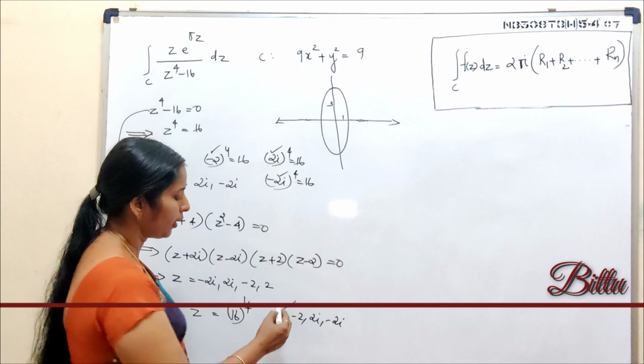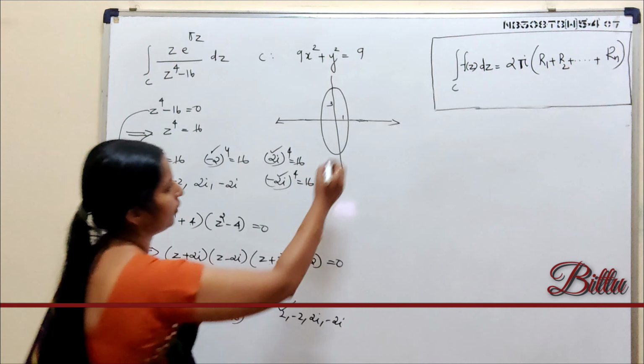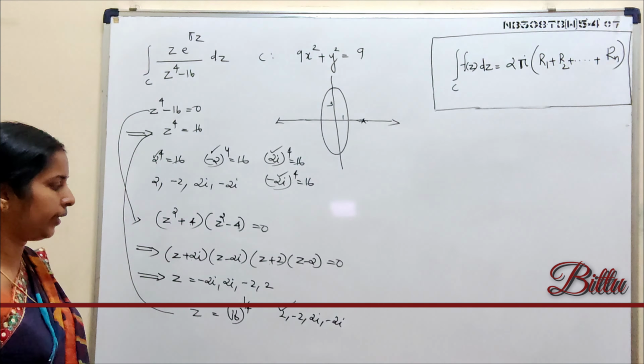Here, the singularity 2 will be here. Clearly it is outside of the given ellipse.